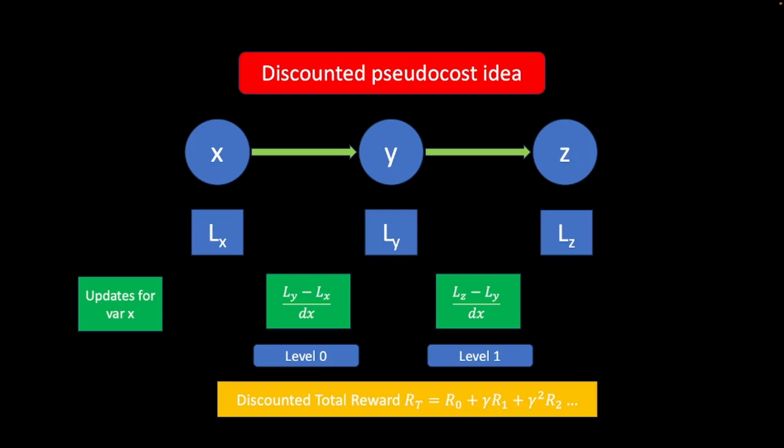The level 0 cost corresponds to R0 in the equation below, and level 1 corresponds to R1. If we branch further, we can have more updates like level 2 and level 3, which correspond to R2, R3, and so on. For the first implementation, I focused on just staying at level 1 and not caring about what happens after that, but the idea is that eventually we want to extend it to further levels. So that's the idea of discounted pseudocost.